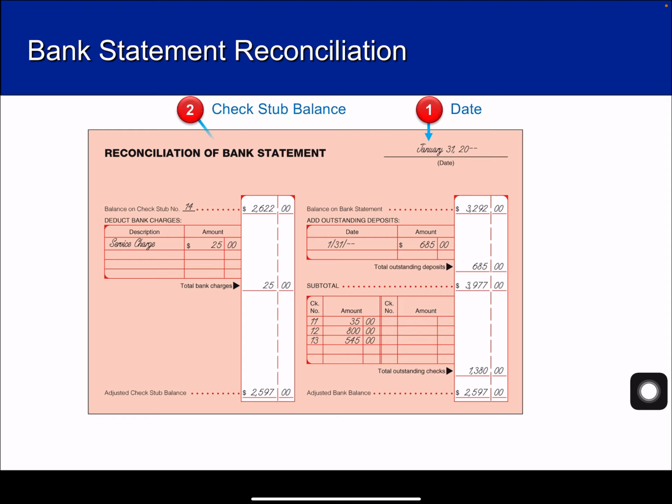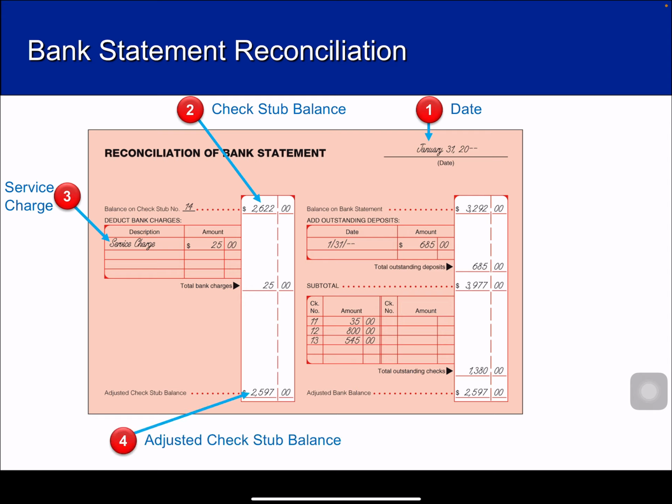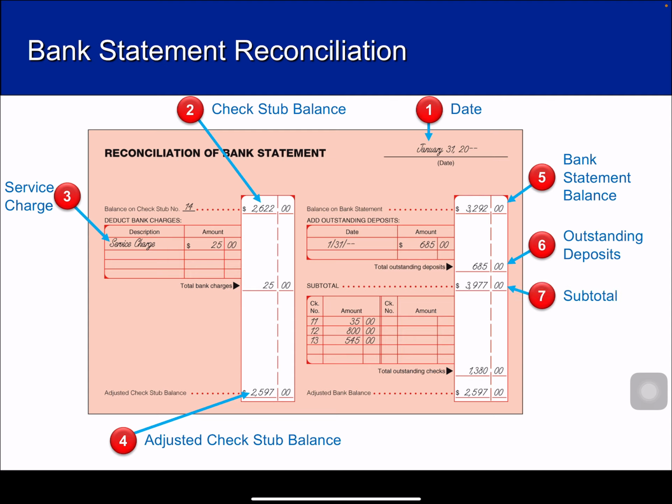So you write the date, you'll write your check stub balance, whatever's in your check stub. If there's any service charges, you will deduct them from your balance and you will have an adjusted check stub balance. On the right side, you will write your bank statement balance, any outstanding deposits. Remember, deposits that you have written in your checking account, but the bank doesn't have in their account yet. Your subtotal, you'll take your bank balance, and then it says to add. It tells you right there to add the outstanding deposits.